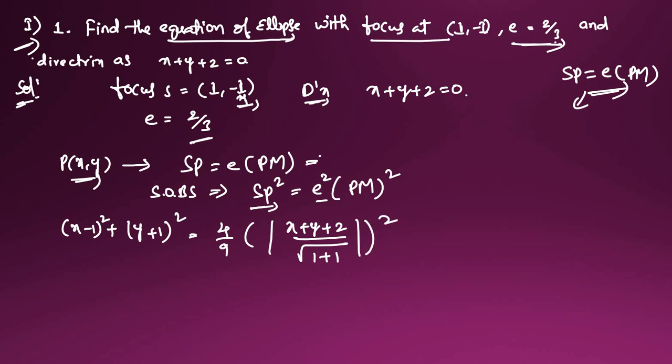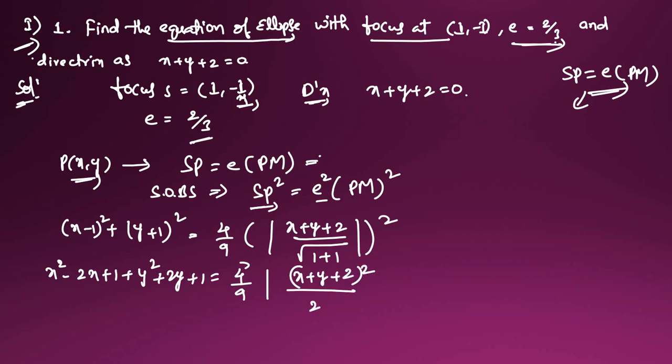Now there is not much to do here. This becomes x square minus 2x plus 1 plus y square plus 2y plus 1 is equal to 4 by 9 into (x plus y plus 2) whole square divided by 2. Okay?